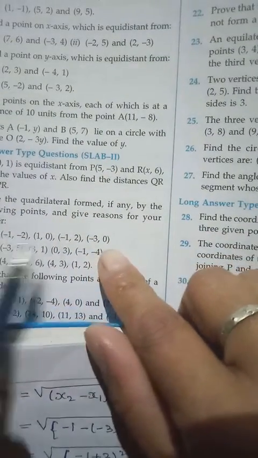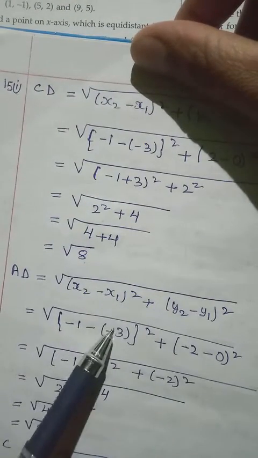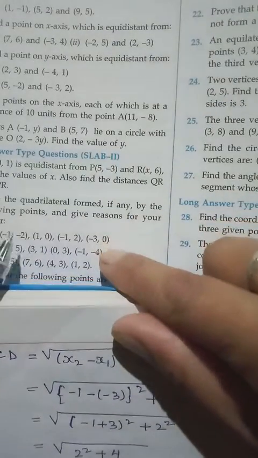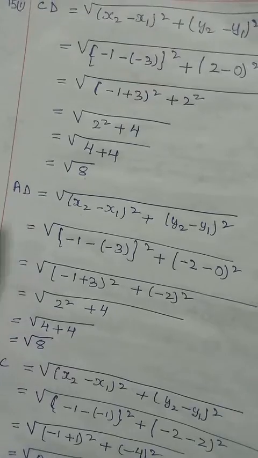So minus 1 and minus 3. Again here we have double. So minus to minus becomes plus. Then we have minus 2, 0. So it will be minus 2 whole square. Again we get 8. We get all the four sides. Next we find the diagonal.